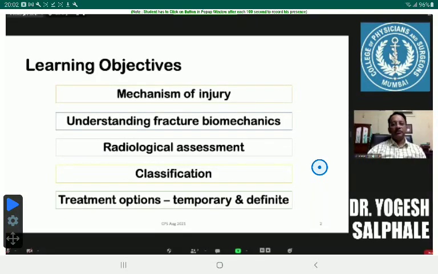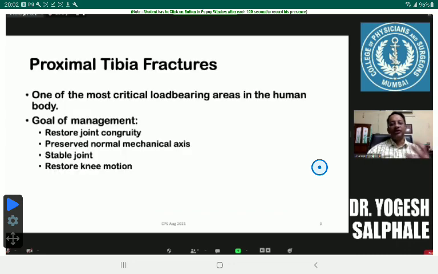To determine the mechanism of injury, understand the fracture biomechanics. How do you assess radiologically the complex proximal tibial fractures, the classification, and the temporary as well as the definitive treatment options? So let's all begin slowly and steadily.